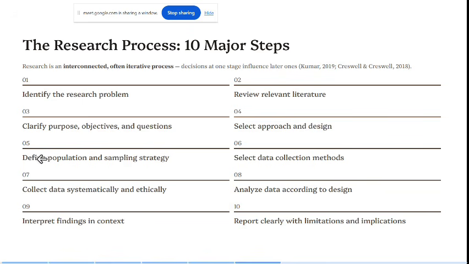Then we will define the population and sampling strategy, select data collection methods, and collect data systematically and ethically. After that, we will enter the data into software and analyze the data according to the design. After analyzing the data, we will interpret the findings, then report clearly and honestly, indicate our limitations, and also suggest some applications in the future.